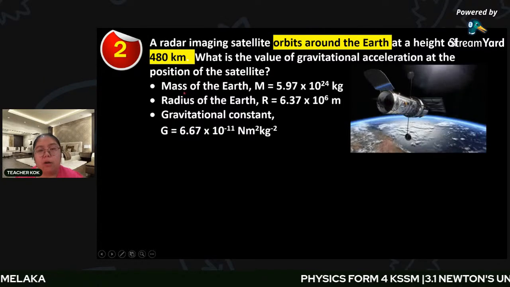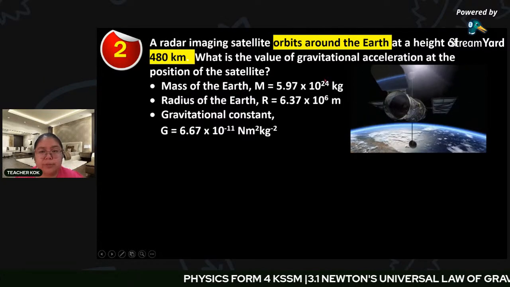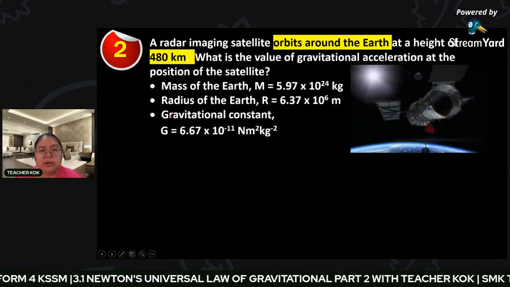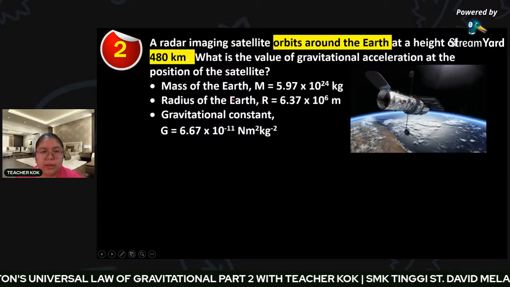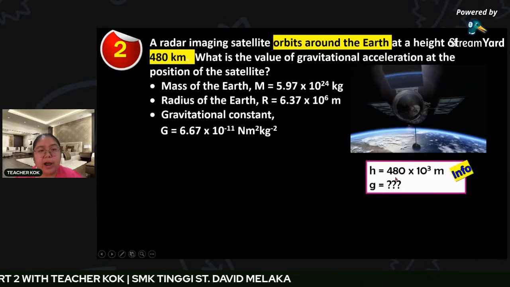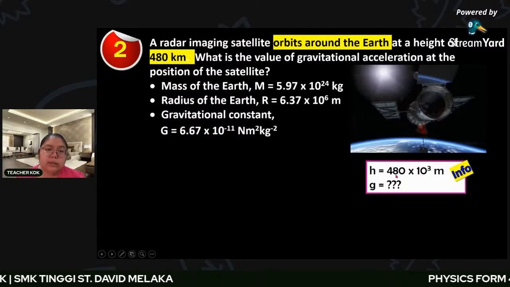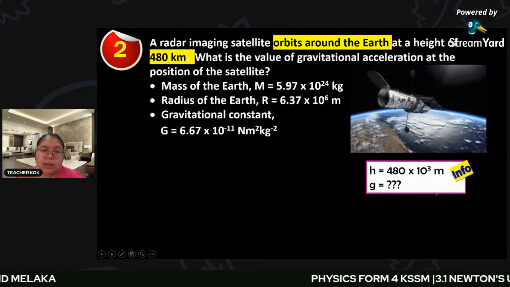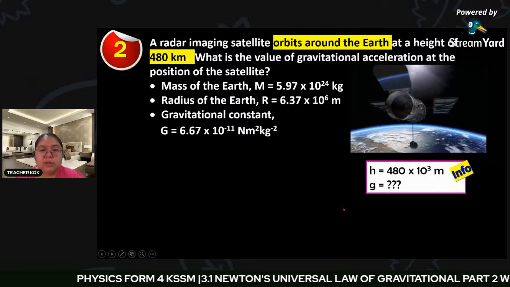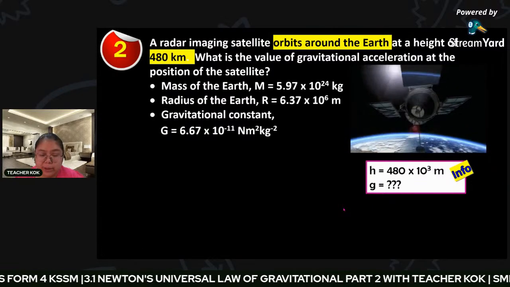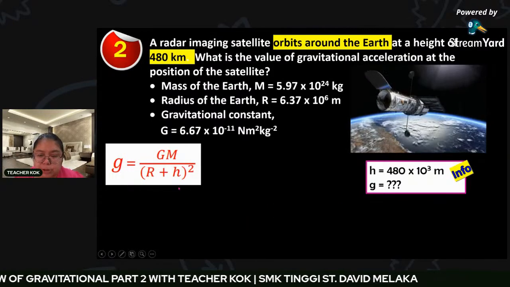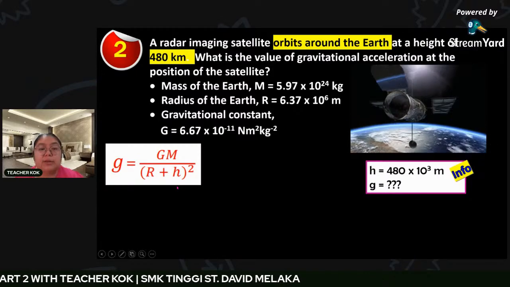Info: first, the mass of the Earth, we know. The radius of the Earth is also provided. The gravitational constant is also provided. Some extra info: the height is 480 kilometres, so kilo you need to convert to metres. The last one, they want to find g, the gravitational acceleration. From here we need to show the formula first. Now you need to add one more thing, there's an h, in the bracket with R, then square.